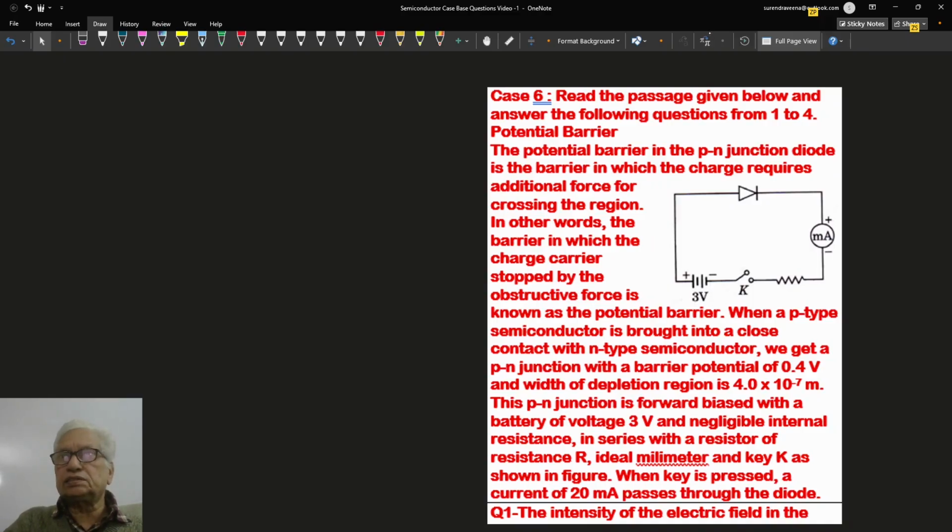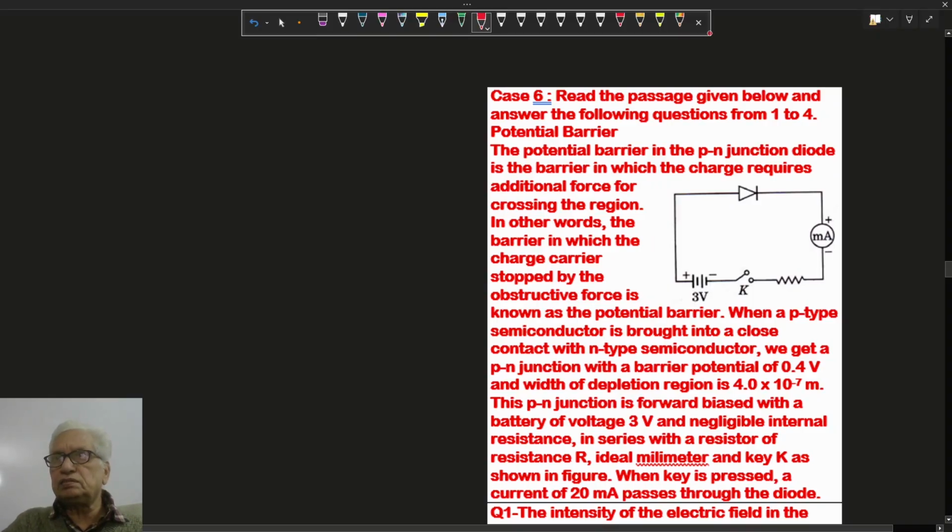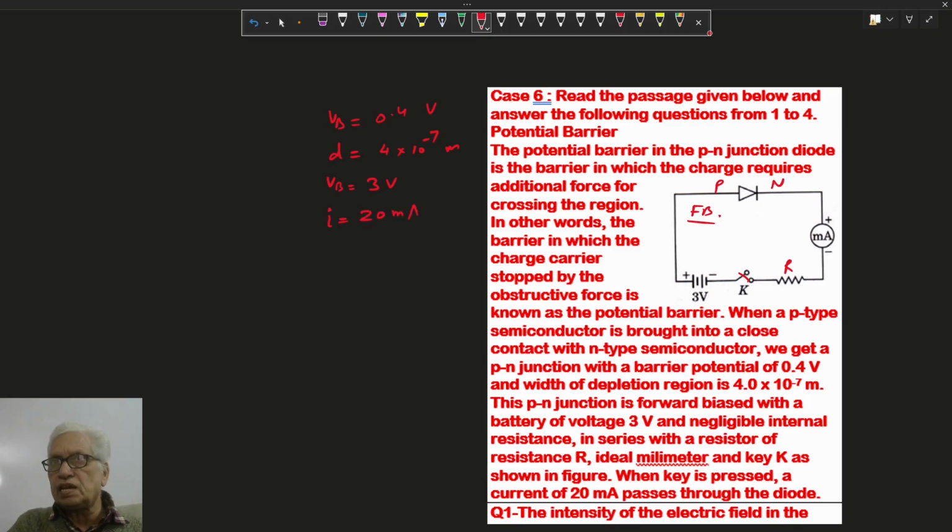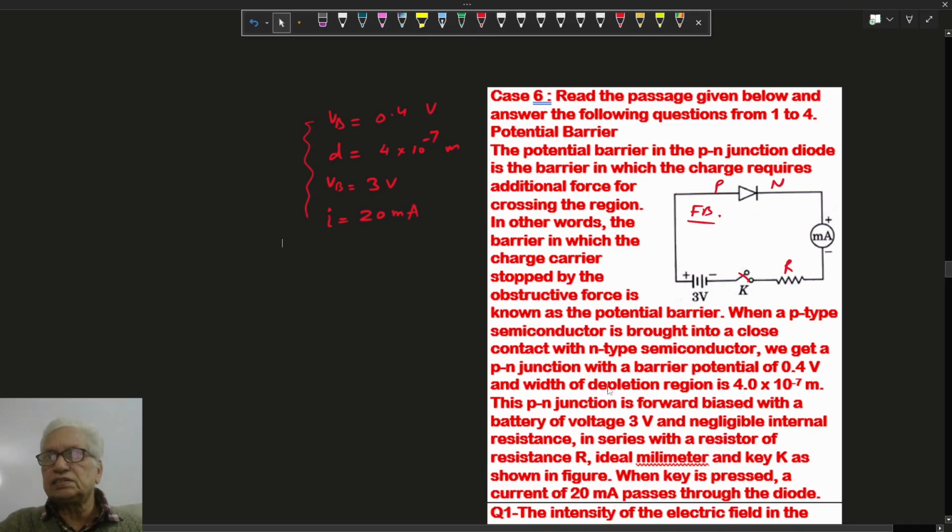In this case 6, this is the circuit here. The P region, N region, positive, negative. So it is forward biasing. In forward biasing, this diode will conduct and we are getting the current in the circuit. In the resistance here, after closing the key, we are getting the current. The barrier voltage here is given as 0.4 volt and the depletion width is very small, 4 into 10 to the minus 7 meter, and the battery voltage is 3 volt and the current flowing in the circuit is 20 milliampere. With this information we are discussing the questions.